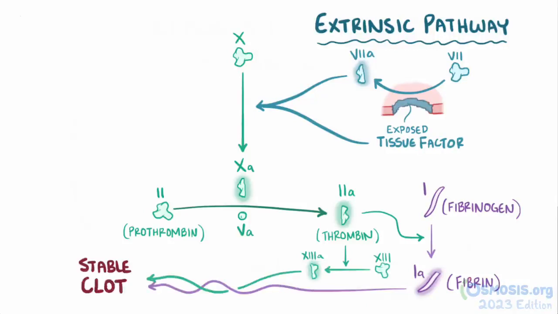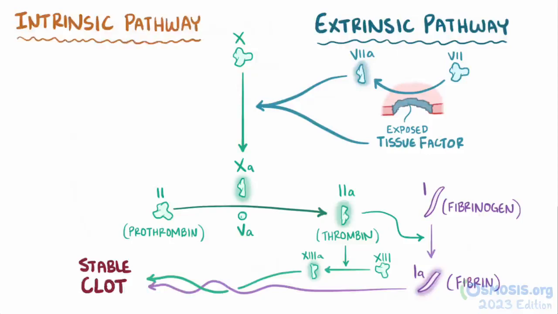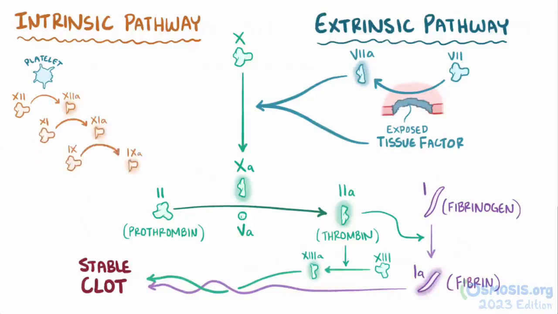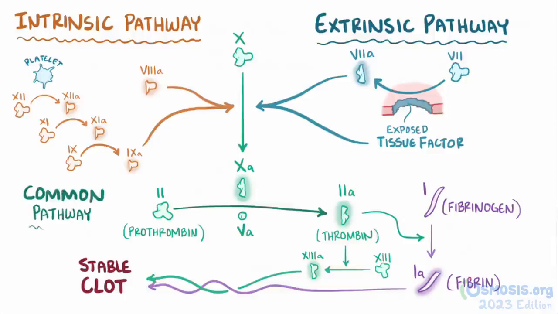The second way is called the intrinsic pathway, and it starts when platelets near the blood vessel injury activate factor 12 into factor 12A, which then activates factor 11 to factor 11A, which then activates factor 9 to factor 9A, and factor 9A along with factor 8A work together to activate factor 10 to factor 10A. And from that point it follows the same fate as before. So both the extrinsic and intrinsic pathways basically converge on a single final path called the common pathway.